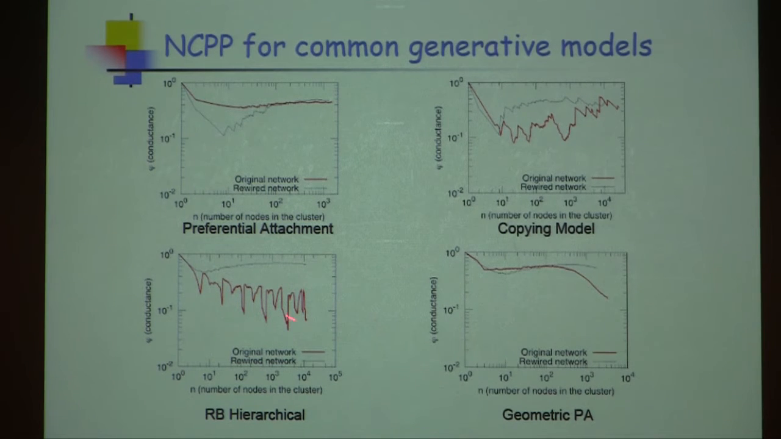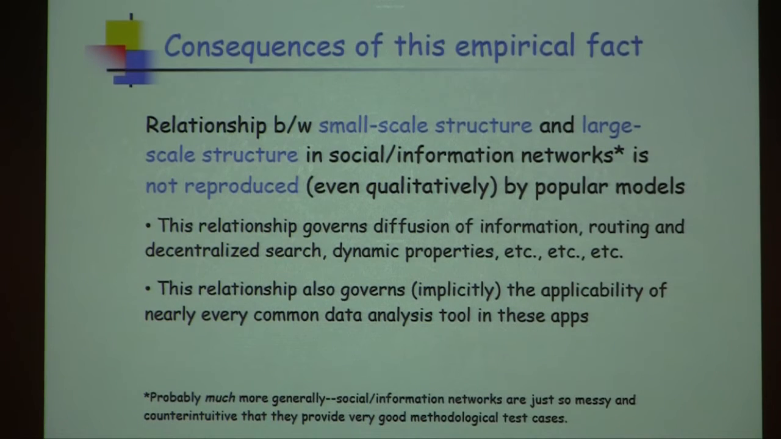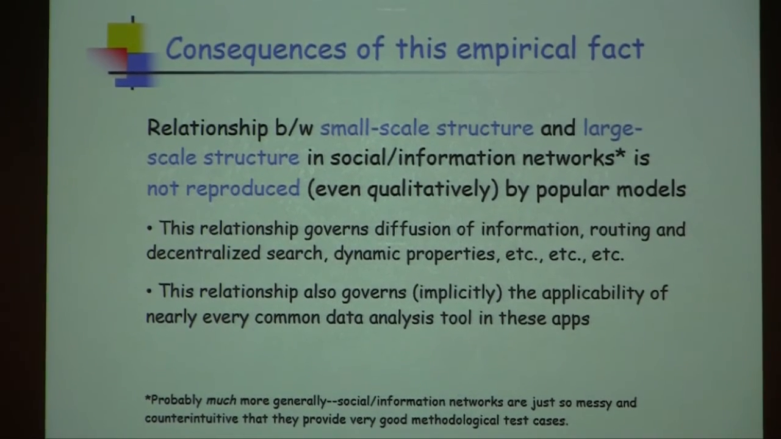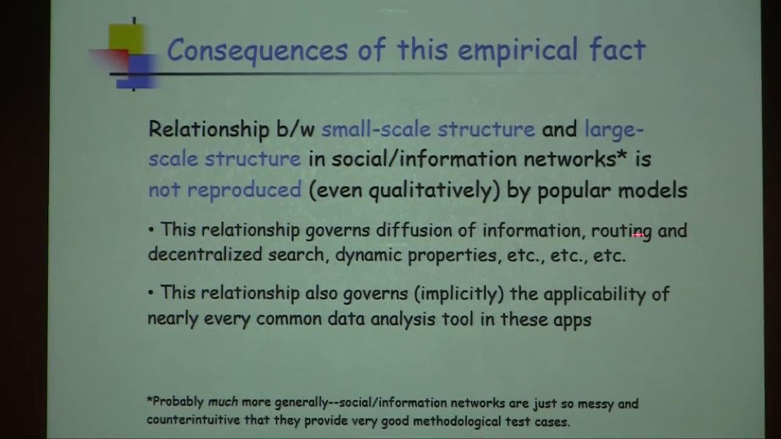This is the Robbins bar bias. This is chopped because they have a certain base structure of 5, but basically it's a binary tree with some. Okay. So going down, hit a minimum, go up and up. So what could be causing this? Before I get to consequences of this, the relationship between small scale structure and large scale structure in these social information graphs is not reproduced even qualitatively. So it's not like you're a little bit off. I mean, not even qualitatively. And this relationship governs diffusion of information, routing, decentralized search, lots of dynamic properties.